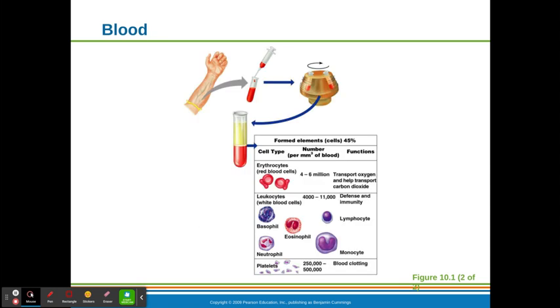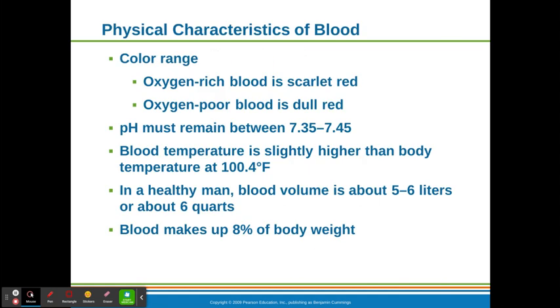Now, in your formed elements, you have your erythrocytes, your red blood cells. In that buffy coat, you have your white blood cells, your leukocytes, so things like basophils, eosinophils, neutrophils, lymphocytes, monocytes, all that. These all deal with immunity. We'll talk in more detail about those in just a few minutes. And then lastly, your platelets. Platelets are involved in blood clotting. We'll talk about their importance when we get to hemostasis later.